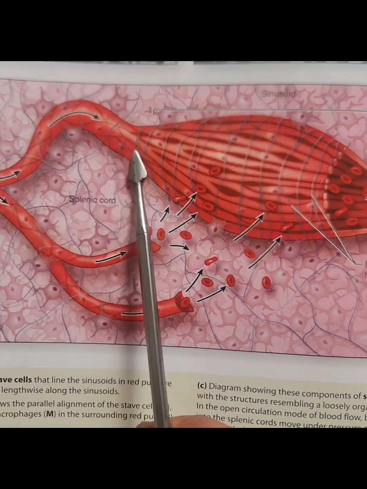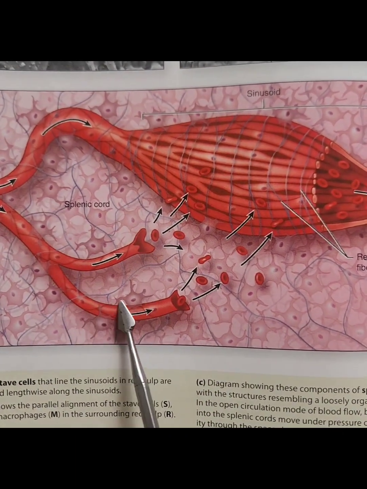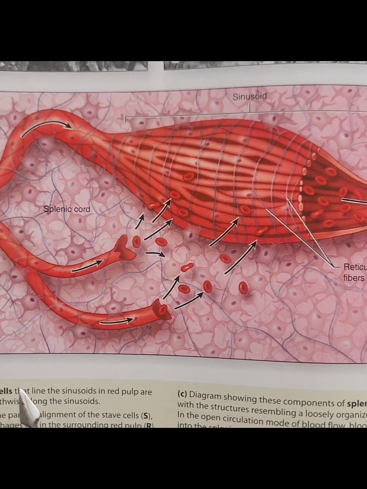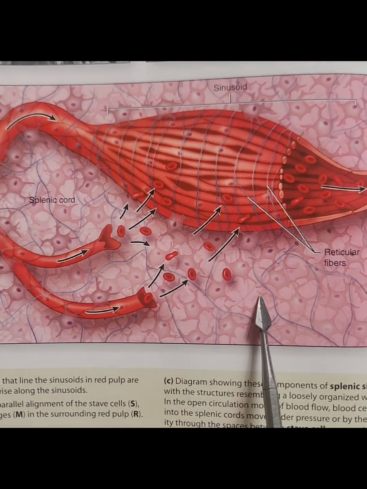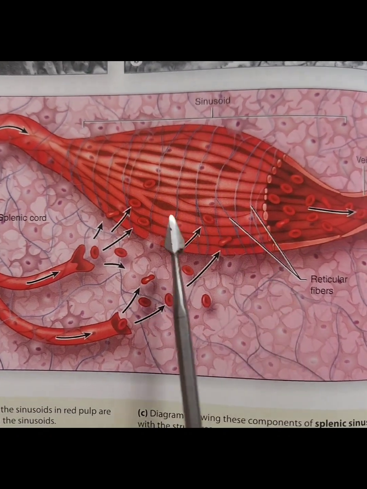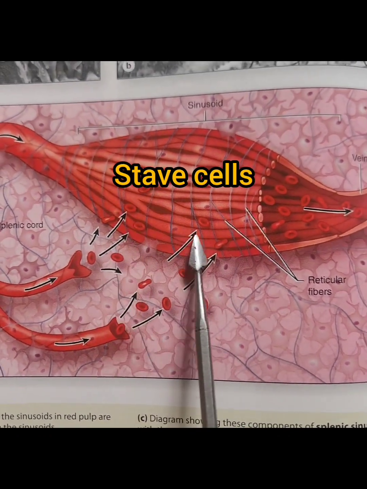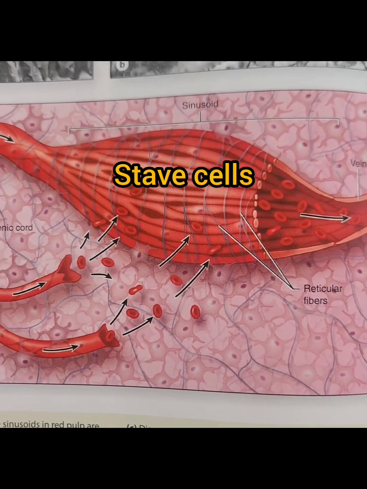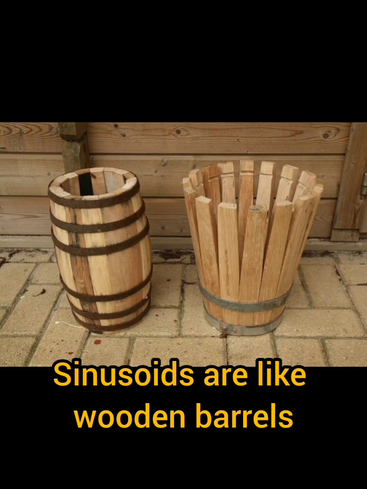Both closed and open circulations are shown. In the open circulation, blood is flowing through the cords, and RBCs and contents are getting back into the sinuses between the stave cells, which make the wall of the splenic sinusoid. These are longitudinal wooden staves making the wall of the barrel. Reticular fibers strengthen these wooden staves just like these metal plates.